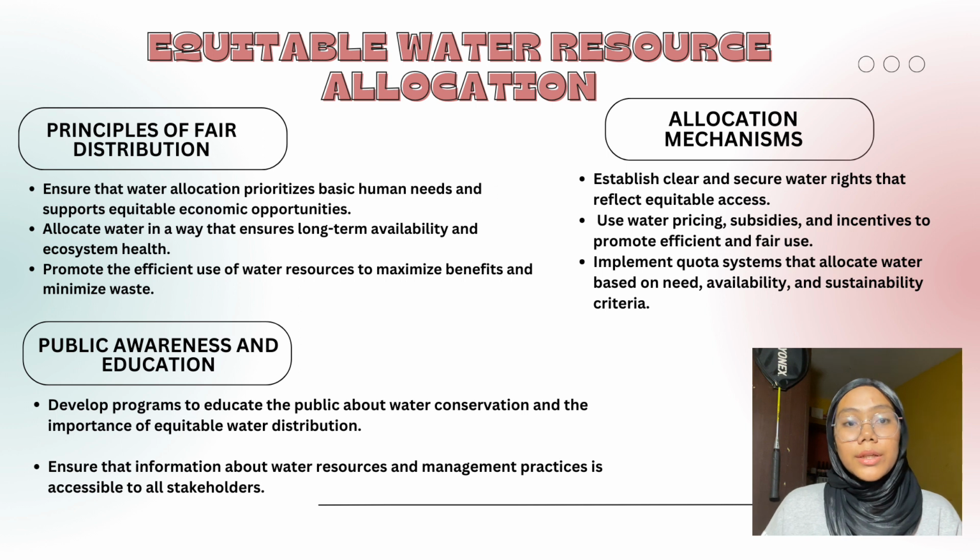Third is allocation mechanism. Establish clear and secure water rights that reflect equitable access. Use water pricing, subsidies, and incentives to promote efficient and fair use. Implement quota systems that allocate water based on need, availability, and sustainability criteria.